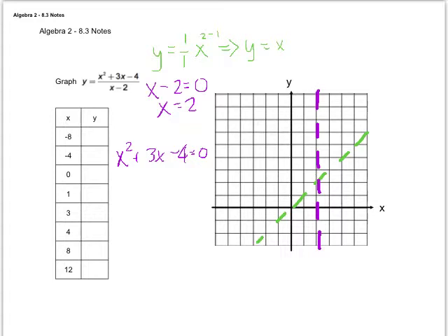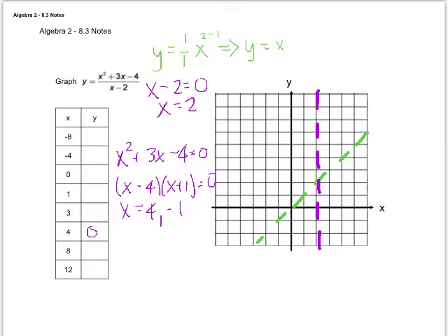And when I factor that out, I get x minus 4 and x plus 1. So x equals 4 and negative 1. That's where I'm going to cross the x-axis. So when x is equal to 4, I get a y-coordinate of 0. And when x is equal to negative 1, I get a y-coordinate of 0.